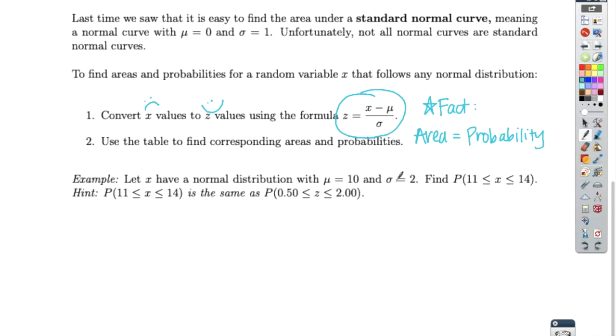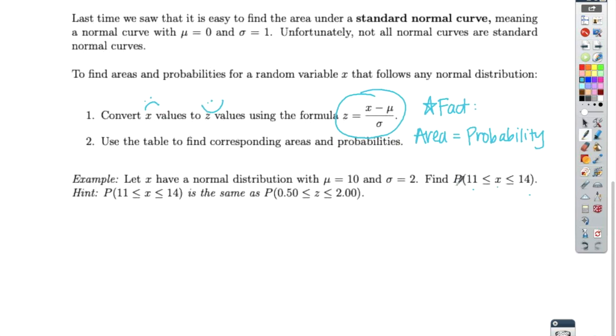So carrying the warm-up problem a little bit forward, let x have a normal distribution with mu equals 10 and sigma equals 2. This is the exact same setup from the warm-up, the same distribution. Find the probability that x is between 11 and 14. That's how you read one of these compound inequalities: x is between 11 and 14.